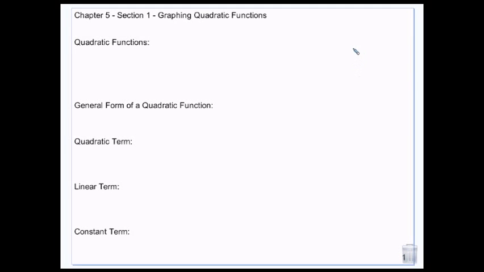Quadratic functions and how to graph them. And you guys have seen quadratic functions before. They are functions with an exponent of 2. And they are of the form ax squared plus bx plus c. And I forgot to put f of x equals, so we'll just put that there.